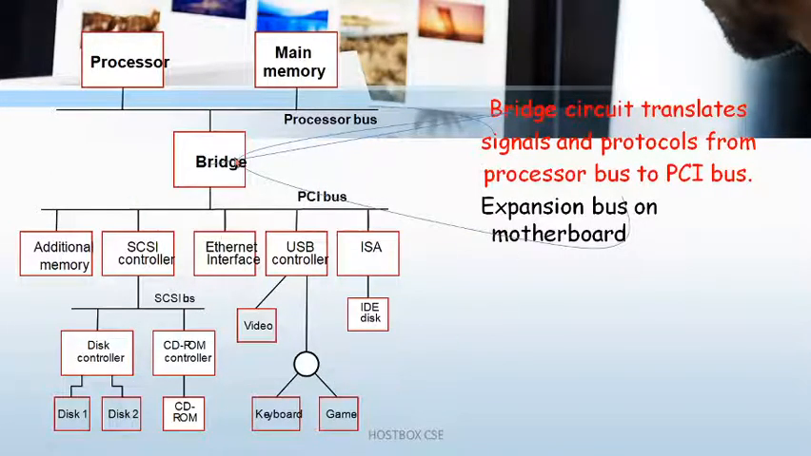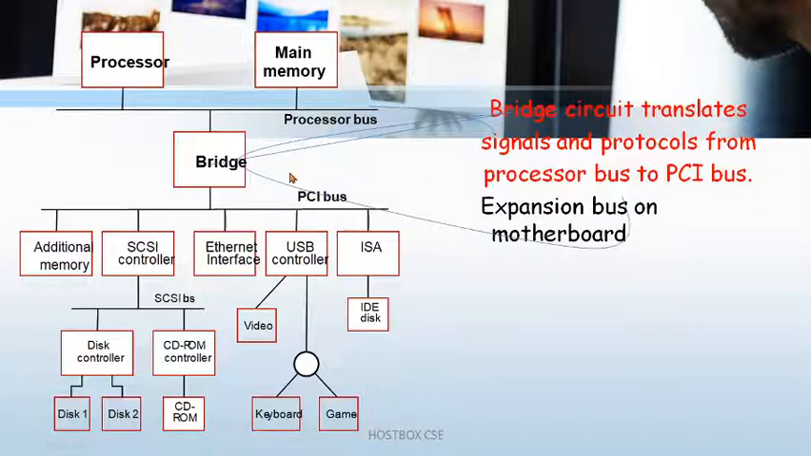If you want to scan a document, we need the support of some input devices. So this is the standard input interface communication: how the communication happens between the input and output devices with the help of this interface. So here are the processor and main memory, where a bridge is there. These are connected by the processor bus. What is the bridge here? It's a circuit that translates signals and protocols from the processor bus to the PCI bus.